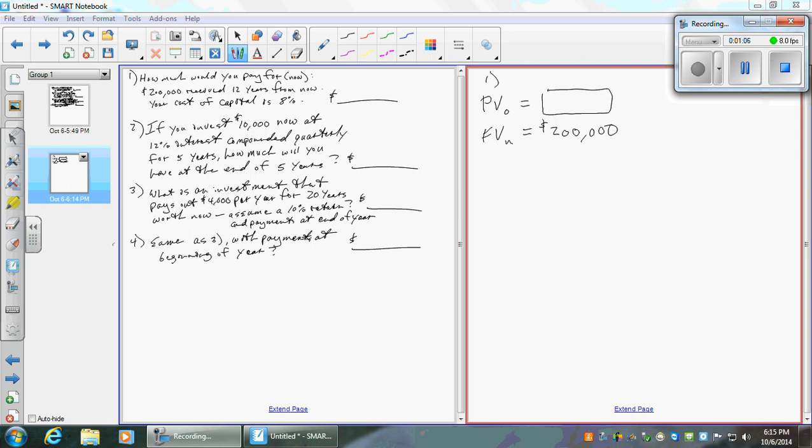The number of periods. They gave us that, right? I gave it to you. It's 12 years, and I made it years. It doesn't matter if it's years, months, quarters, right? Just keep track of what it is and get your interest rate per month if it's monthly. Get your interest rate per quarter if it's quarterly. Don't give me months and then use an annual interest rate. You're assuming that interest rate is every month.